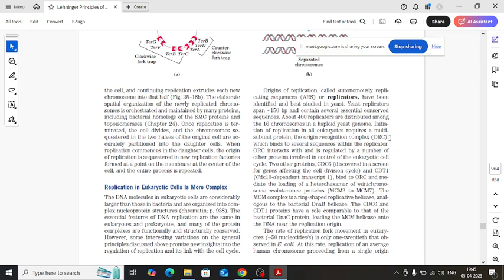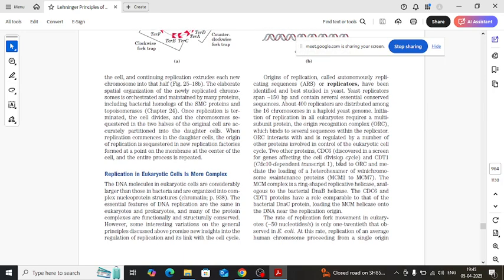They can bind to the ARS site, and after interaction of the ORC and the ARS site, several other proteins will come, which are called the cell division cycle proteins or CDC proteins, right? They will bind to the ORC and mediate the platform for loading of a heterohexamer called the minichromosome maintenance proteins, or MCM, MCM2 to MCM7, which is 2, 3, 4, 5, 6, 7.